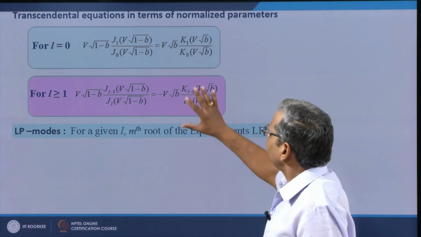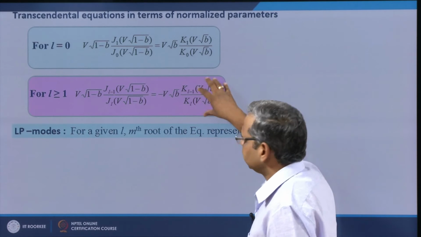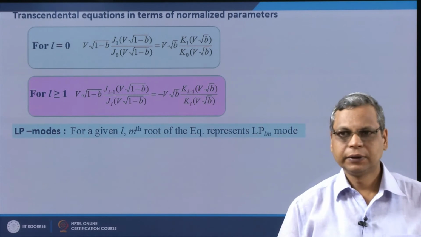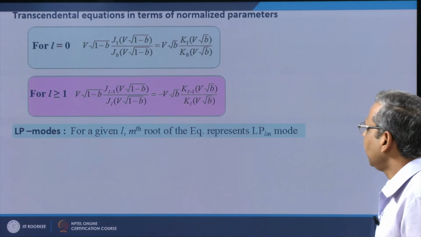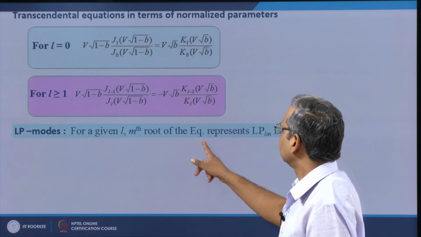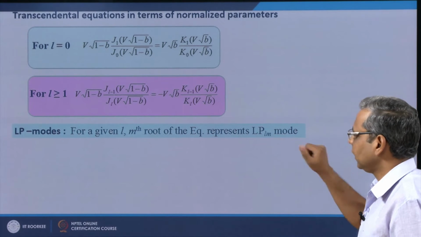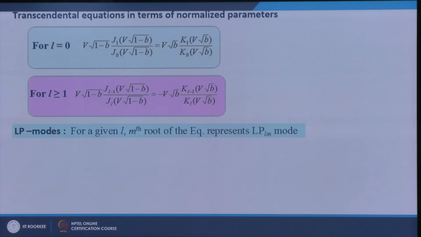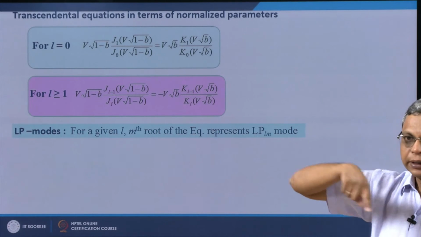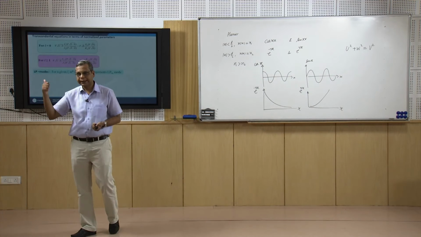So now for any given value of L, if I start solving this equation, then depending upon the value of V, I can have various roots. Okay, and the mth root of any equation for a given L will represent LPLM mode. L represents the solution in phi direction, while M represents the solution in radial direction.